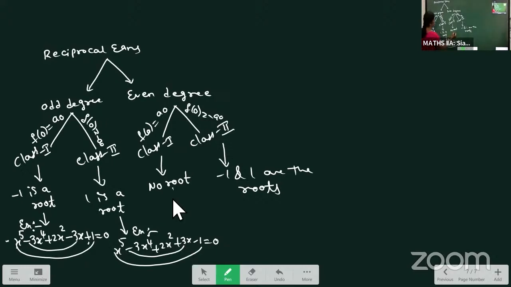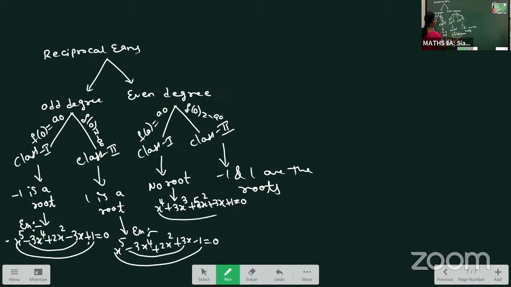Then even degree class 1, x to the power 4 plus 3x cube plus 3x square plus 5x square plus 3x plus 1 is equals to 0. It is highest power is 4. That is why we call it is even degree. Is it reciprocal or not? How to identify?